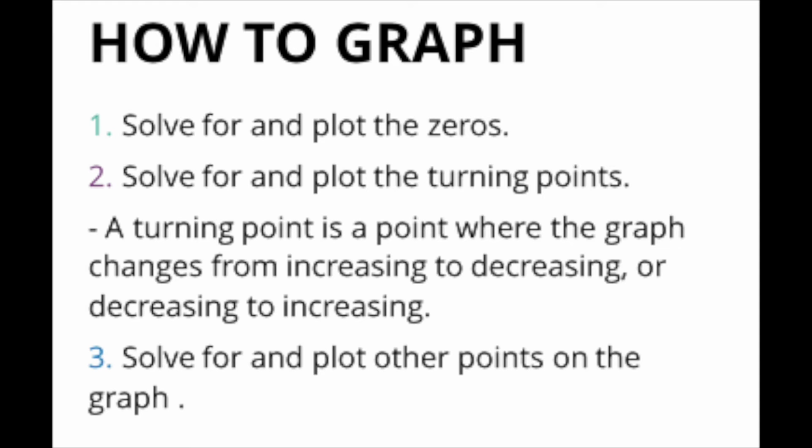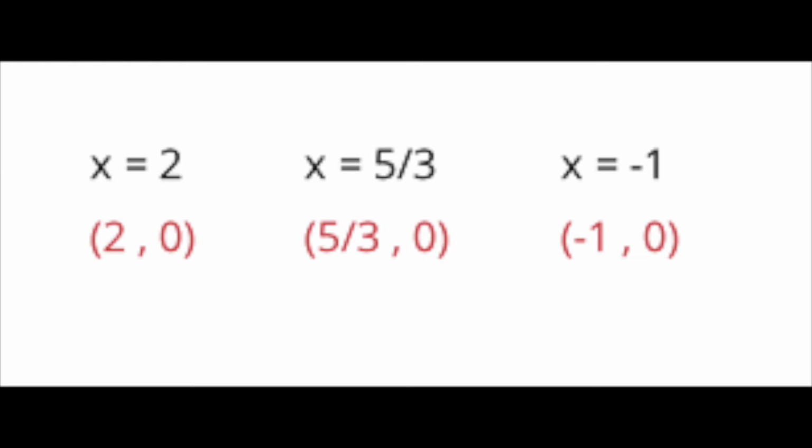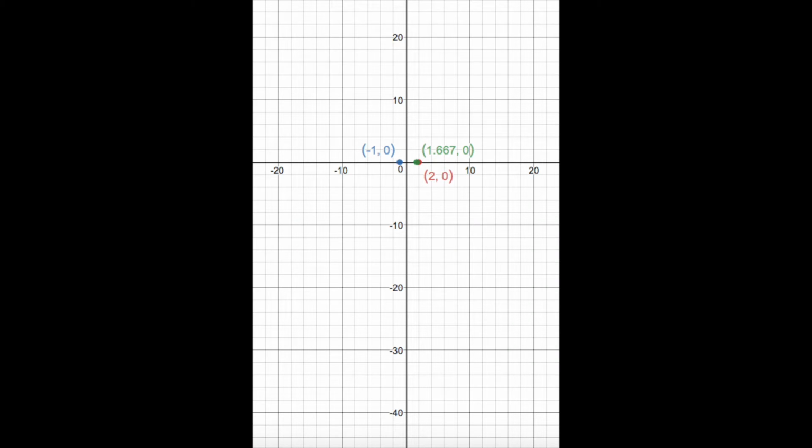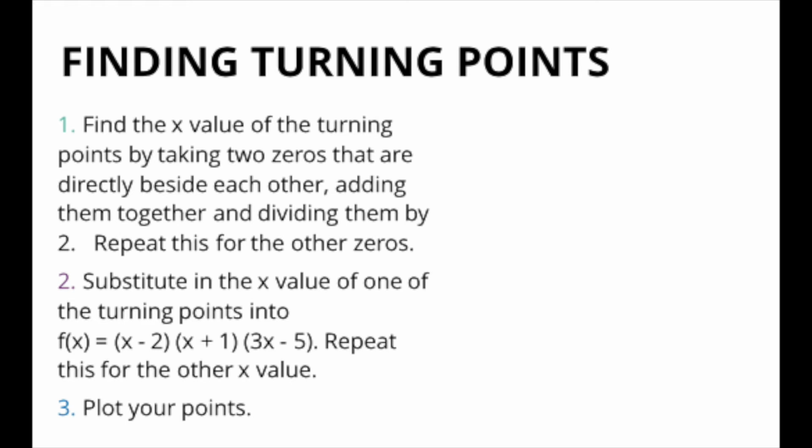So here are our zeros. If these are the x values, we know the y value will be 0. Our points are (2, 0), (5/3, 0), and (negative 1, 0). I plotted these in the graph shown here. The next step is finding the turning points.